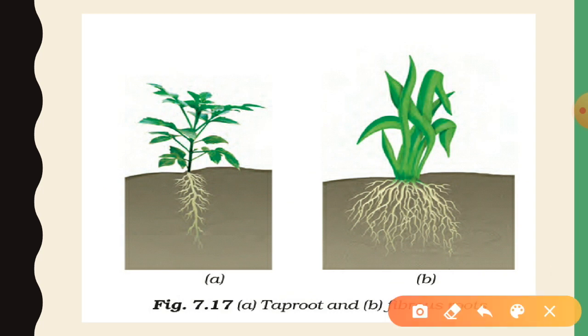There is a relation between root and leaves. If the leaves have reticulate venation, definitely it will have taproot. Okay, and these plants are dicot plants. Dicot means when you apart their seed, then you will get two cotyledons. Okay, in this manner they are dicot.